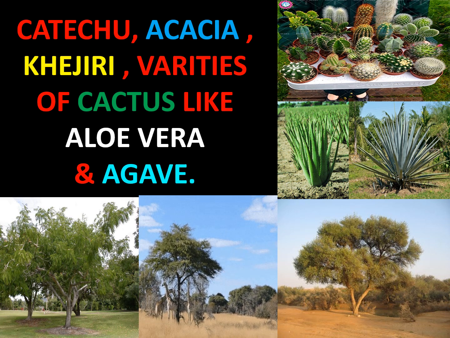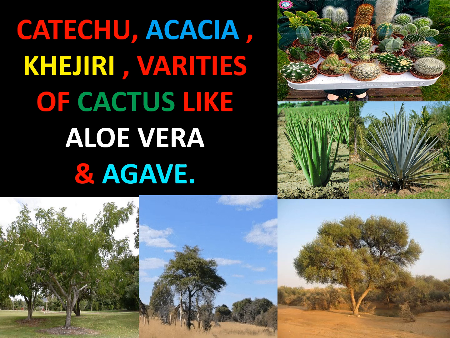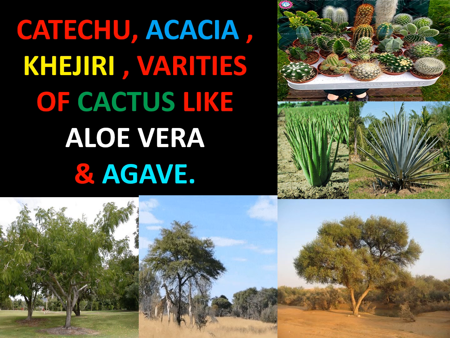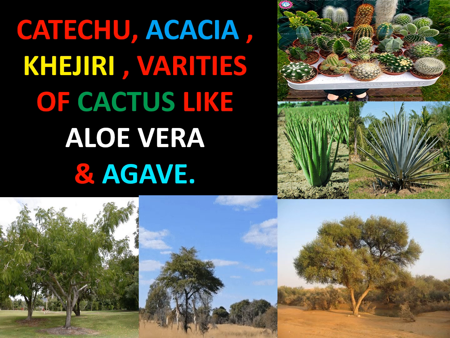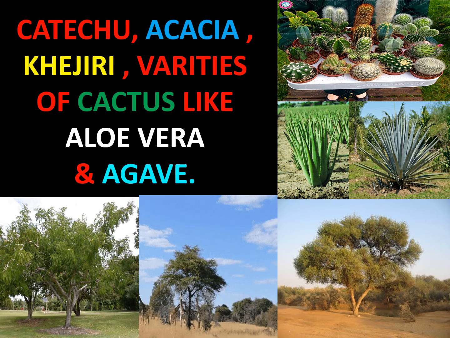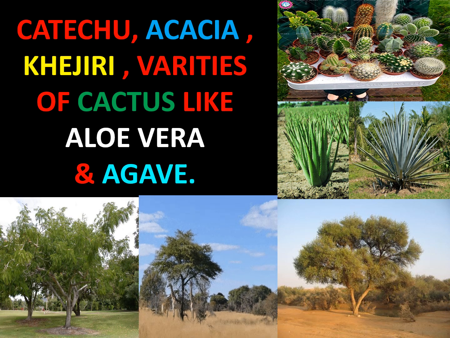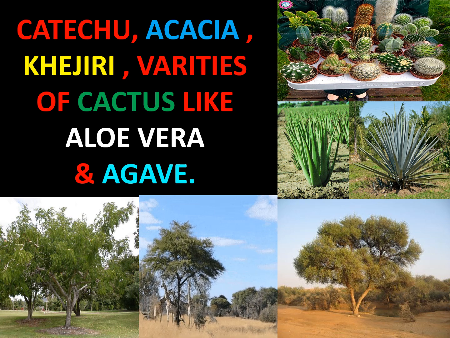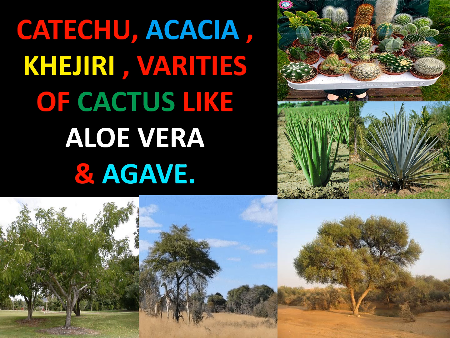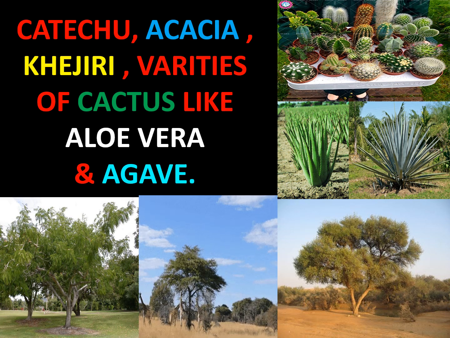Kachu, Acacia, Kejiri, varieties of cactus like aloe vera, agave. These are the types of shrubs and plants that are seen in the shrubby forest.